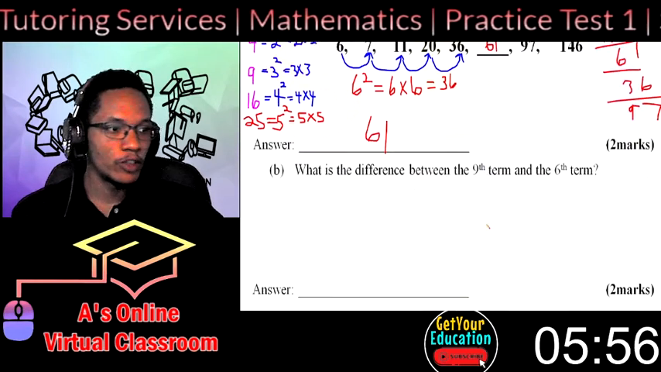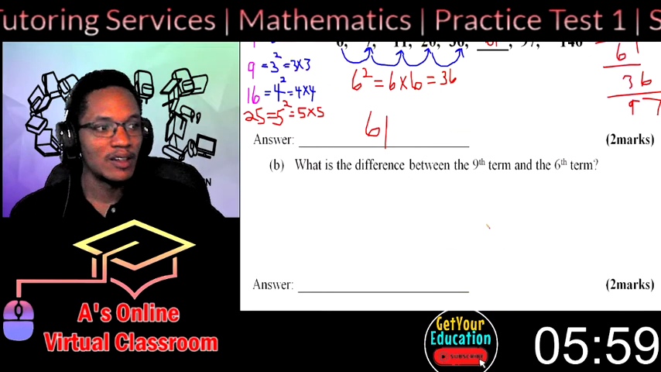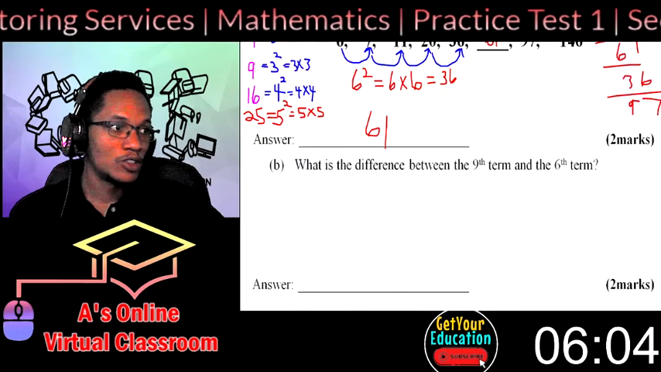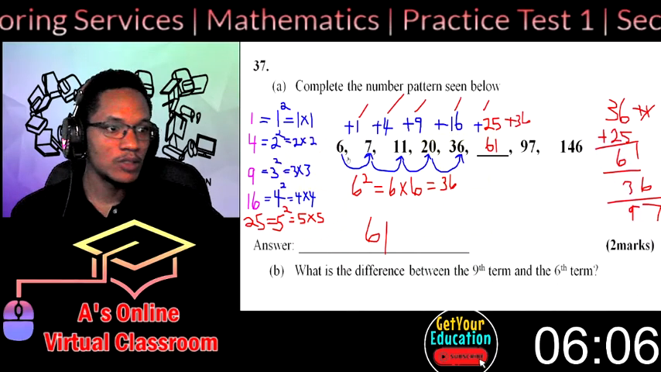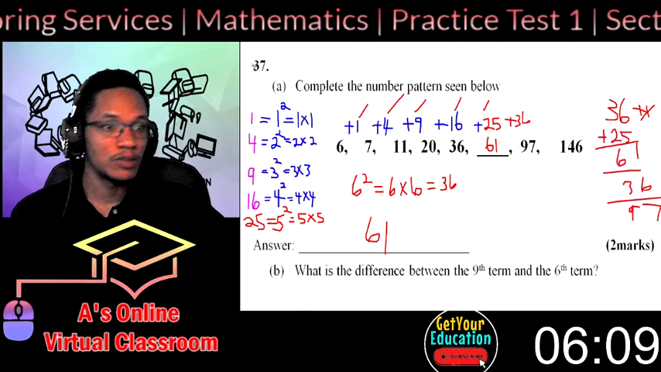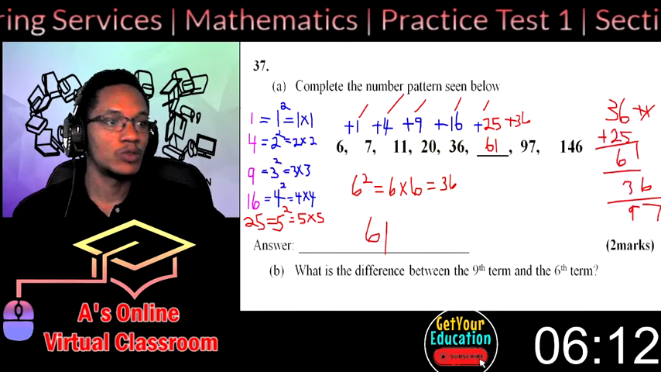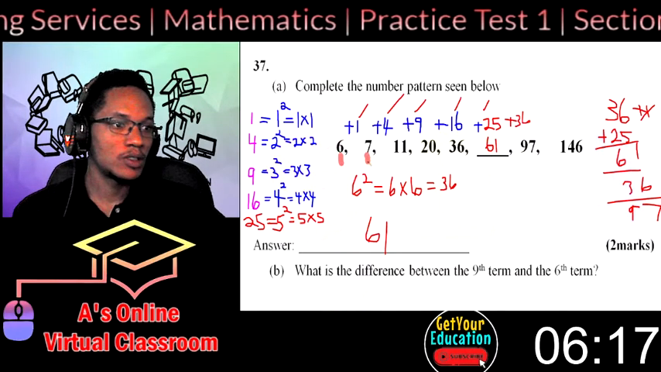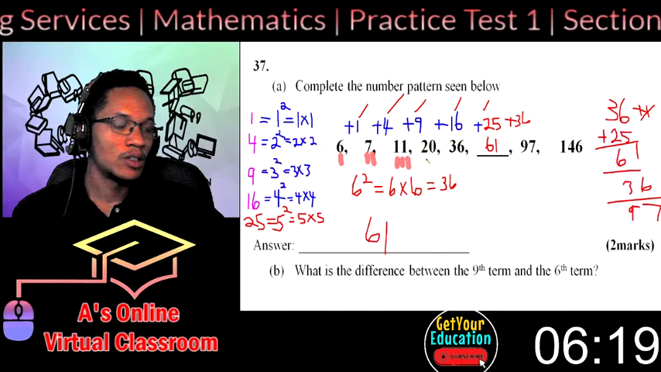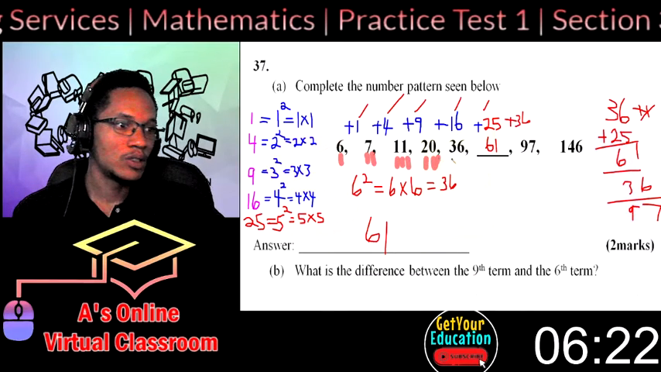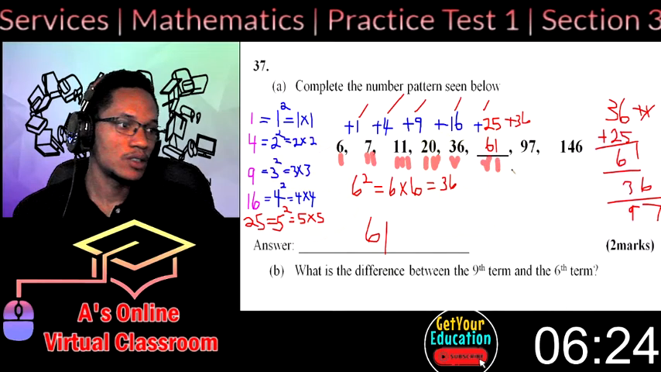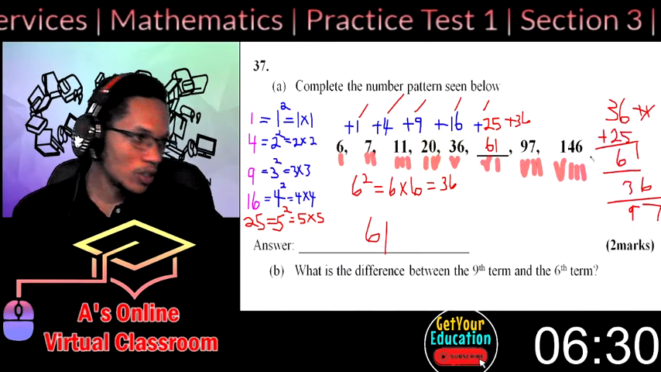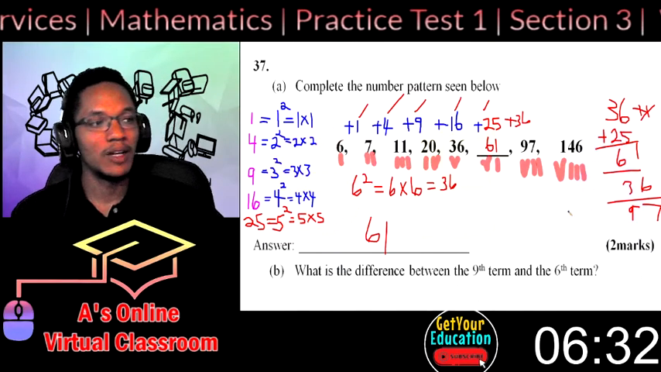Now, what is the difference between the 9th and the 6th term? Interesting. So, how are the terms coming here in terms of first, second, third, and so forth? Well, we have 1, first, second, third, fourth, fifth. So this is the 6th, this is the 7th, this is the 8th. So the one coming after this will be the 9th.